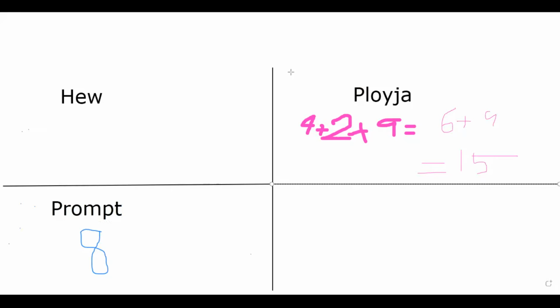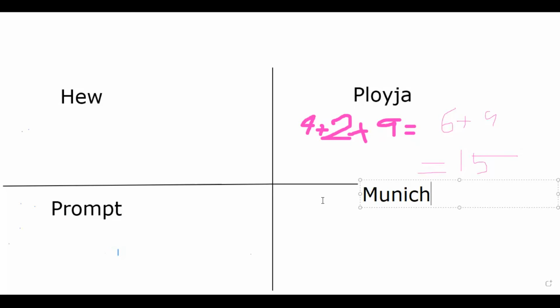Okay, and then number 5. Number 5, Munich. Okay, Munich. You haven't answered yet. What's the answer, you? How are you going to solve it? 16. You have to show how to do it. How did you answer? You have to show it, you, like Ploija.